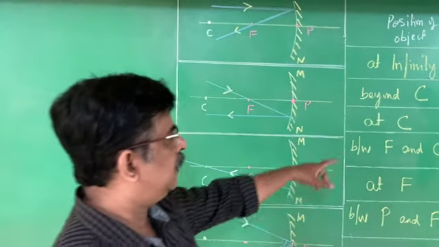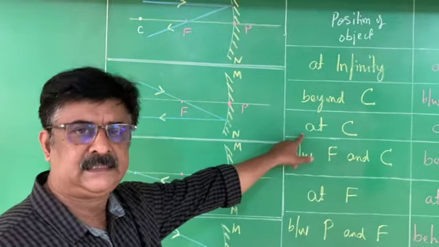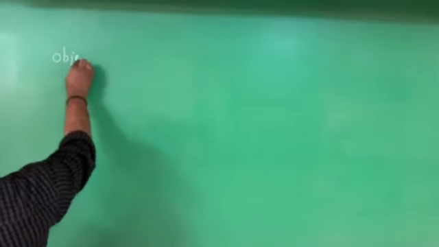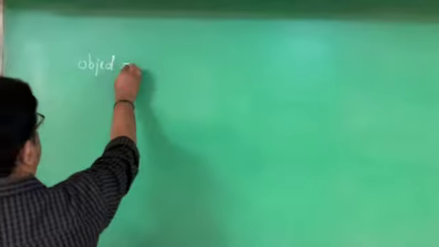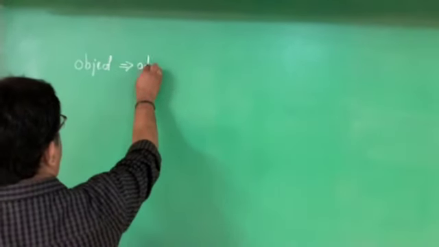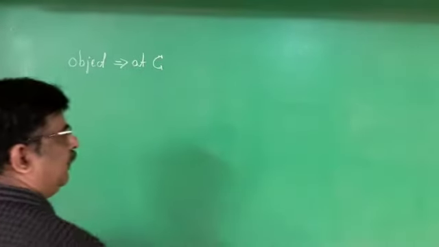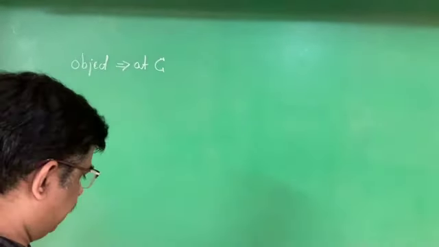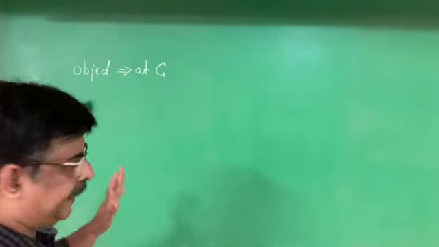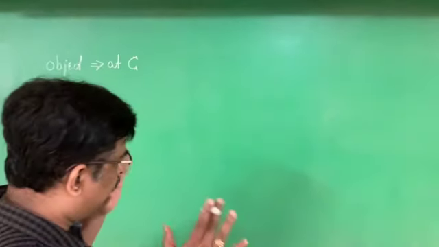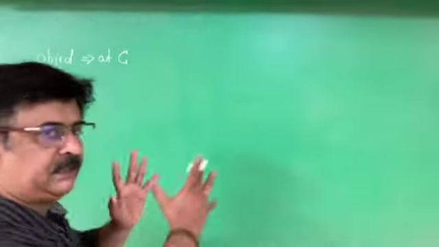The third one is when the object is placed at C in front of a concave mirror. Now I write, where is the object placed? Object is placed at C. Now we have to verify the conditions we wrote in the chart. The first step: now you have to take your paper, pencil, rubber and geometry box, and start writing along with me, that is better.